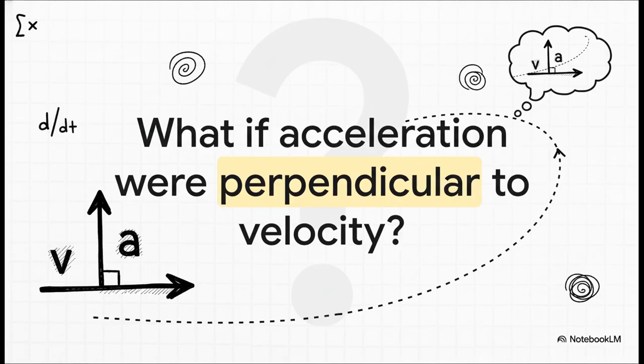So, I'll leave you with a final thought to chew on. In our problem, the acceleration was pointed in the exact opposite direction of the initial velocity. But what if it were perpendicular? What if it were always pulling sideways? What kind of path would the particle follow then?